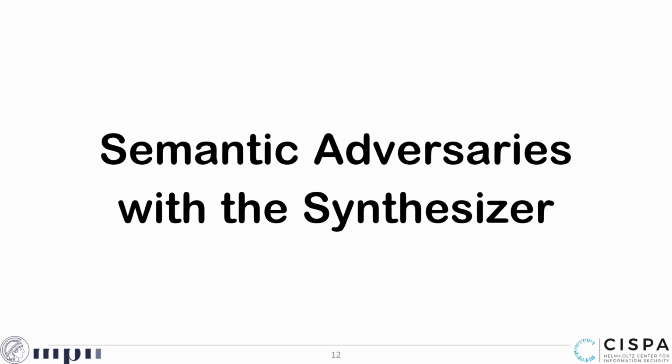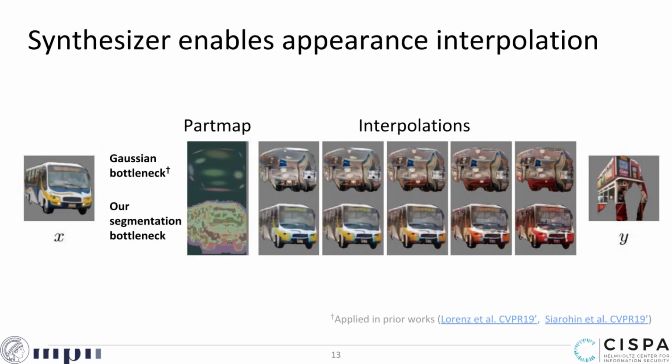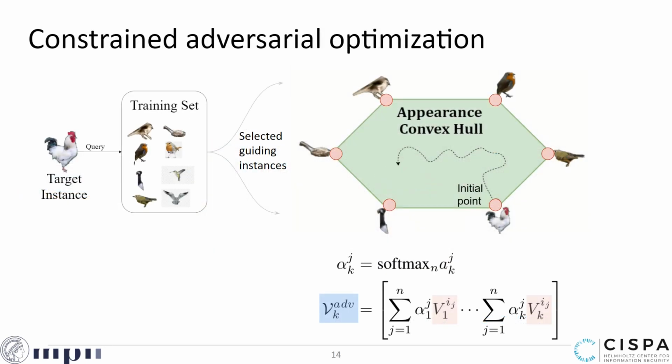Next, let us see how we can use the synthesizer network to generate hard test cases. As discussed before, our synthesizer network allows us to edit appearance of an object without affecting its pose. This is illustrated here where the appearance of the bus is slowly interpolated from left to right while keeping its pose fixed. The interpolation produced by our model is smooth and works better than using Gaussian keypoints, which is commonly applied in prior works. Now one could simply adversarially optimize the appearance code of an object to fool the detector.